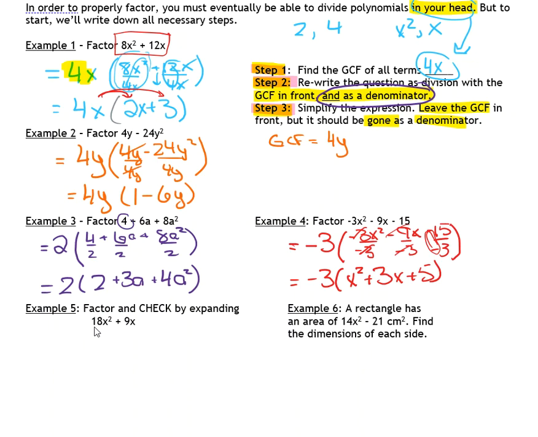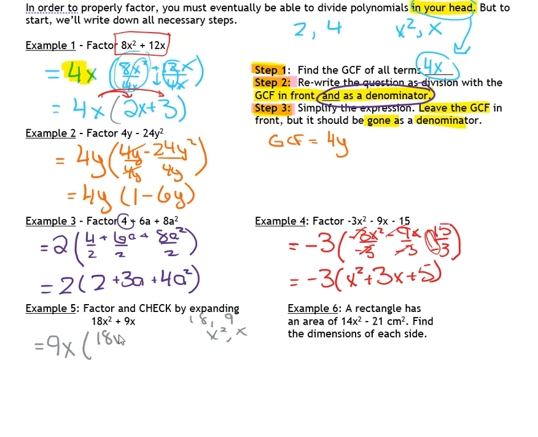So first, go back to your steps. Step 1, find the greatest common factor. We've got an 18 and a 9. What's the greatest common factor of those numbers? It's going to be a 9, so I'm going to put that there. Now we look at the letters. We've got an x squared and an x. What's the greatest common factor? It is an x. So 9x is my greatest common factor.